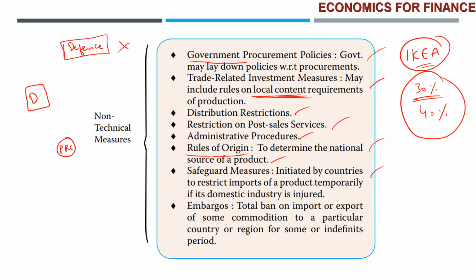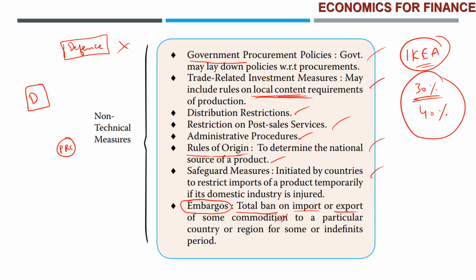Safeguard measures can be taken by countries to restrict the import of a product temporarily, if the domestic industry is injured. Such kind of measures can be taken. This is an important word, and a short note question can be asked also. Embargo. Embargo means what? Embargo is a total ban on import or export of some commodity.